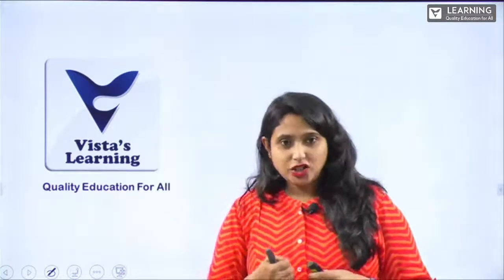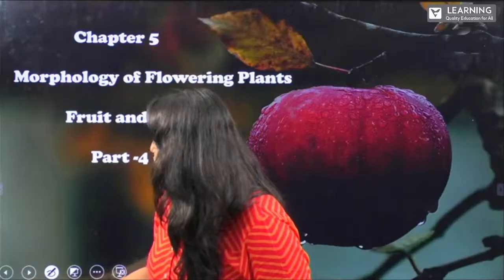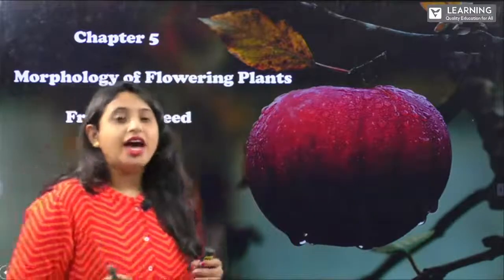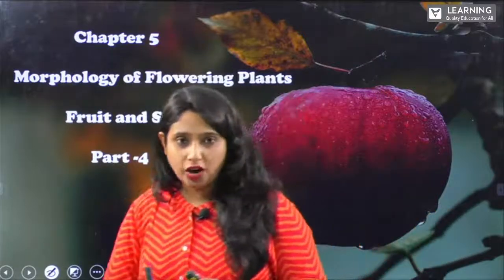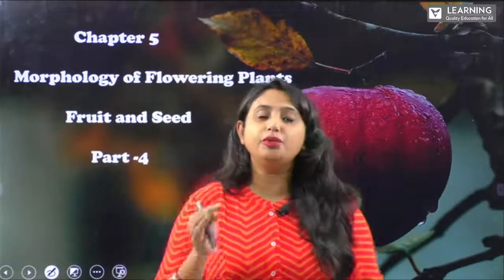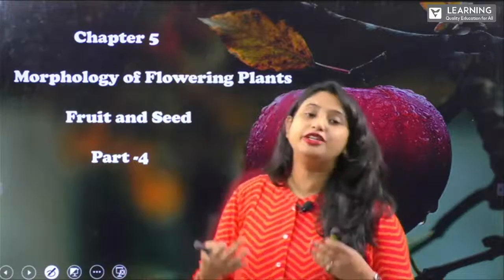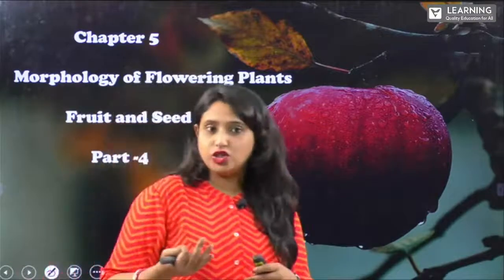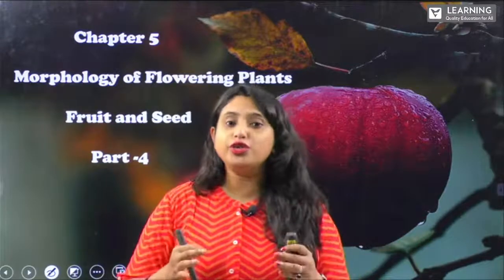So let's start today's session. What are we going to learn today? In the previous class, we learned about the flower, right? And we are in chapter number 5, which is Morphology of Flowering Plants. In flowers, you have seen that the flower is the reproductive part of the plant, right? And we also learned about the different types of flowers, that is, bisexual flower and unisexual flower, isn't it? So in today's class, we are going to learn about fruit and seeds.